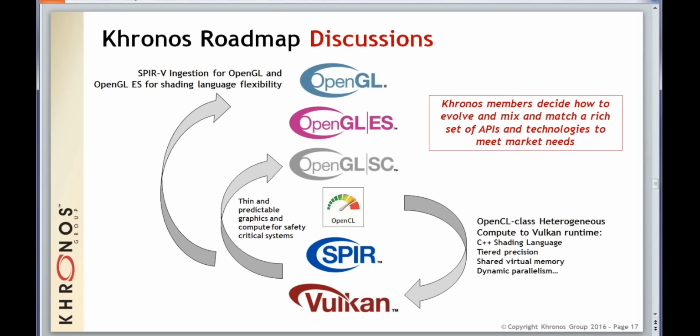And last but not least, Vulkan has compute today. It has GLSL compute shaders, plus it has the extra flexibility of the multiple queues. But OpenCL has more compute capability: heterogeneous compute, a C++ shading language, tiered, precisely defined precision requirements, shared virtual memory, dynamic parallelism. There's an opportunity potentially to bring some of this compute capability into Vulkan over time, so we have one runtime that can do OpenCL-class compute and graphics. There's quite a lot of interest in that, and I think that's going to be a very interesting discussion.